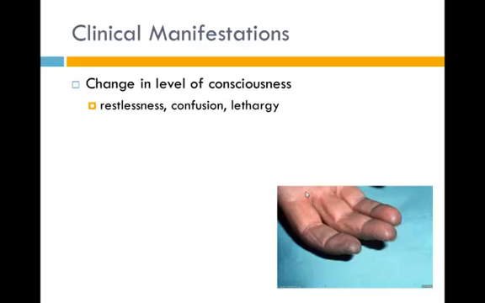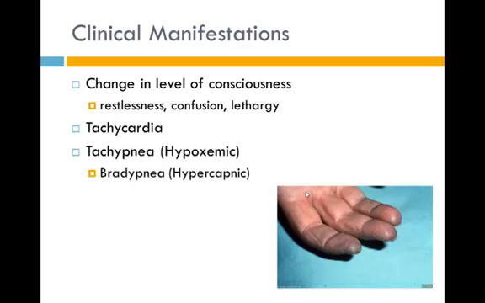Clients in acute respiratory failure will present with signs and symptoms of hypoxemia and/or hypercarbia. Clients will have a change in level of consciousness, exhibiting restlessness, confusion, anxiety, and/or lethargy. Other signs and symptoms include tachycardia due to the lack of oxygen perfusion to tissues and organs, tachypnea if hypoxic, or bradypnea if the client has respiratory depression or ineffective respiratory muscles to exhale carbon dioxide.